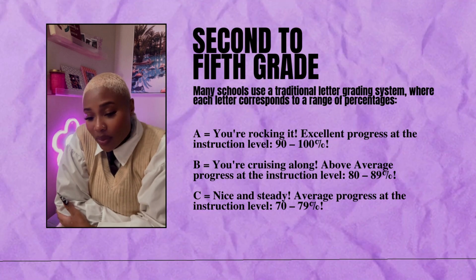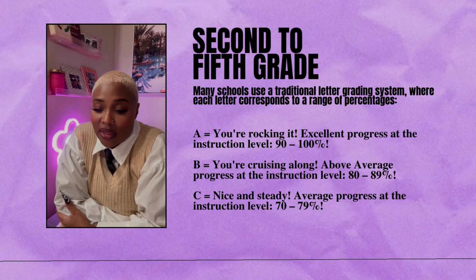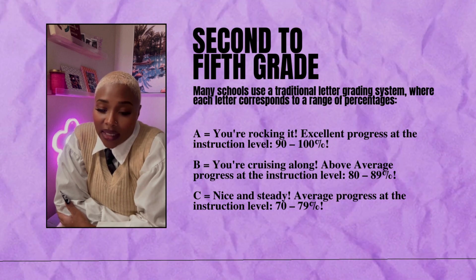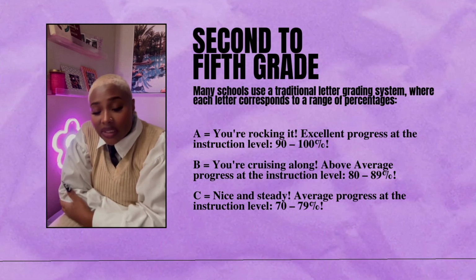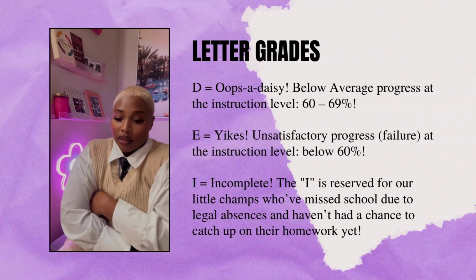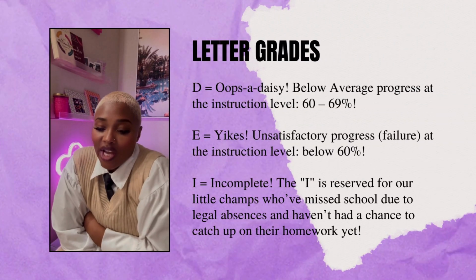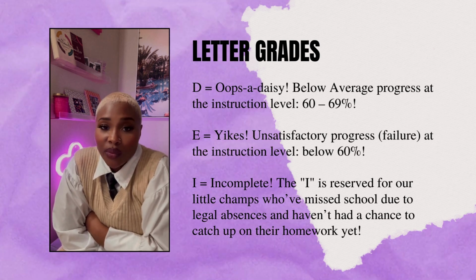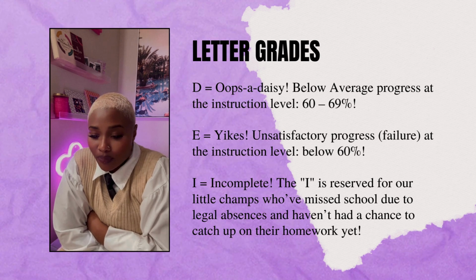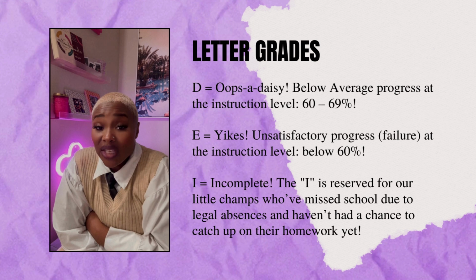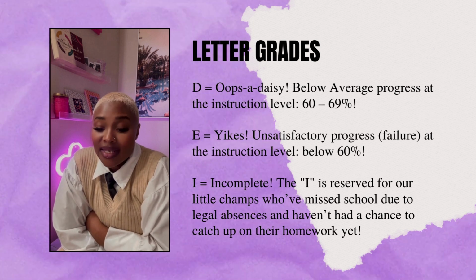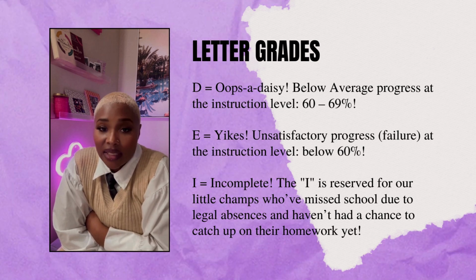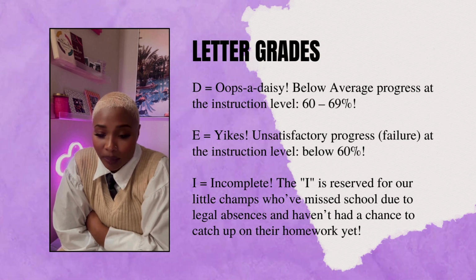The next letter grade would be a C, meaning that the student is average and they're progressing at the level of instruction indicated, meaning the number associated would be 70 to 79%. The next letter is D, meaning your child is showing below average progress at the level of instruction, associated with a 60% to 69%. If a student receives a letter grade of E, that means they produced unsatisfactory progress at the level of instruction, and E means they failed, and this means they have below a 60%.